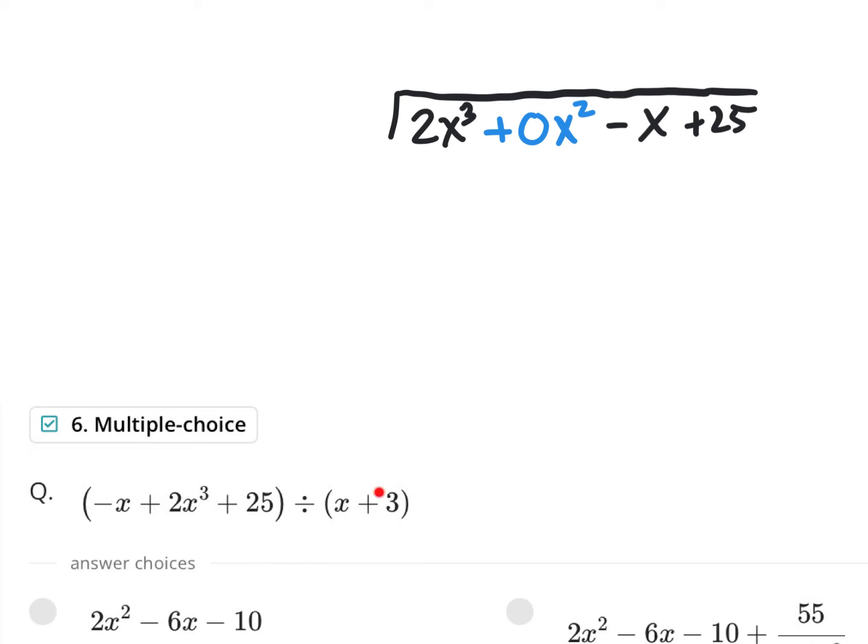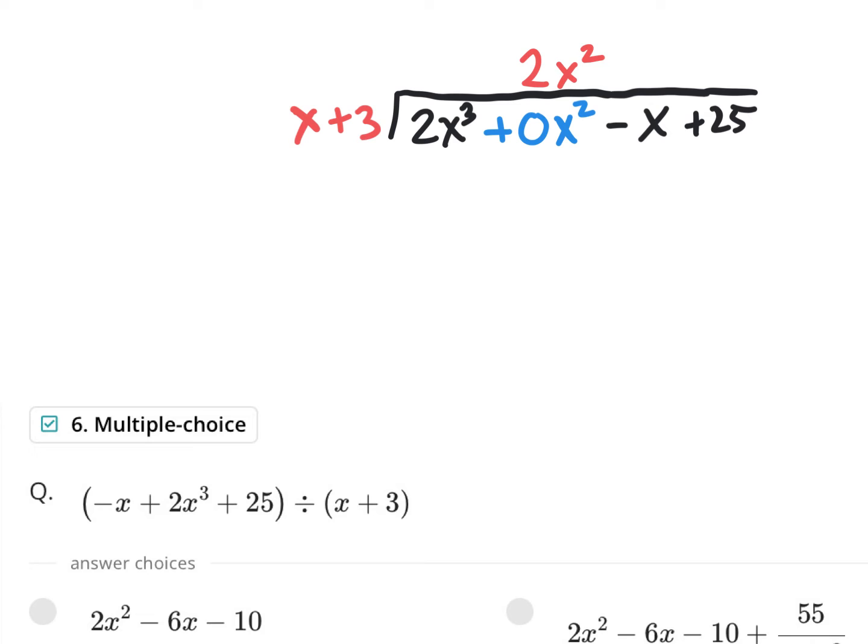And then we're going to divide it by the binomial x plus 3. And again, just like back in elementary school, we didn't think of 158,000 something divided by 21. We didn't do that. We just focused in on the first terms, right? So 2x to the third and x. X times what will get us this 2x to the third? So x times 2x squared will get us 2x to the third. So let's put that 2x squared right above the other x squared term.